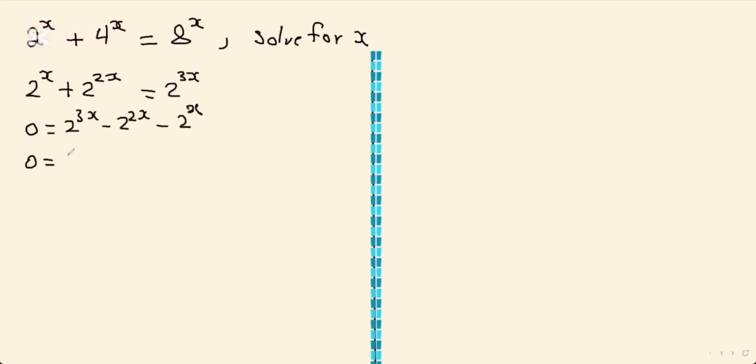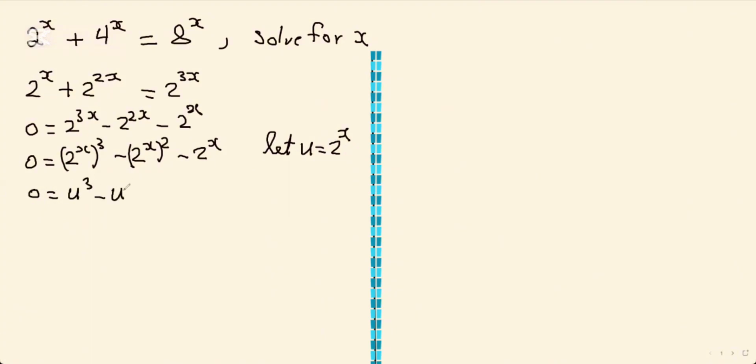And now we could write this as 2 to the power of x cubed, because that 3, we're just going to bring it outside, minus 2 to the power of x squared, because of that 2, and then minus 2 to the power of x. I'm going to let u equal 2 to the power of x, and then we could write this as u cubed minus u squared minus u.